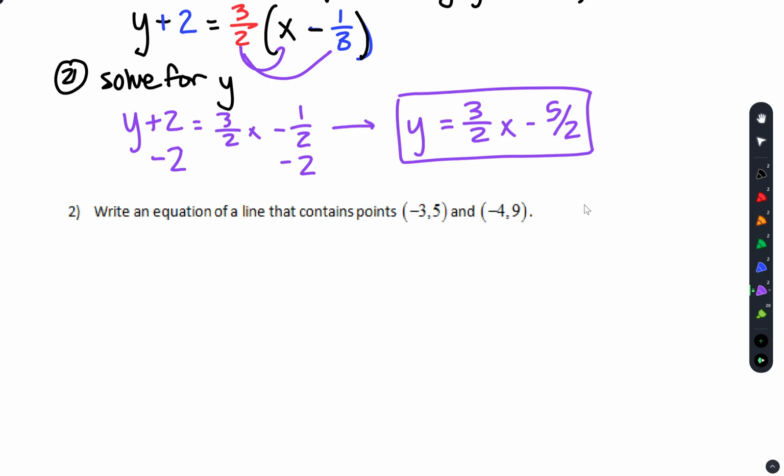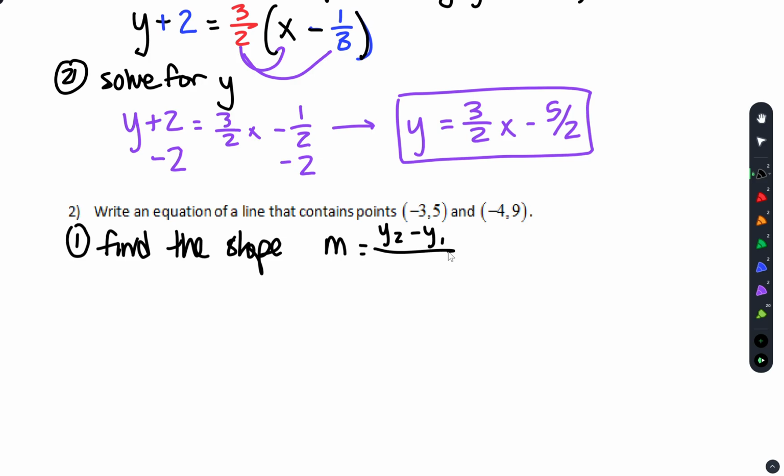Do we have an equation maybe, right on the top of our page, that tells us how to find the slope of 2 points? So if I don't have the slope, my first step is find the slope. Our equation, m equals y2 minus y1 over x2 minus x1.